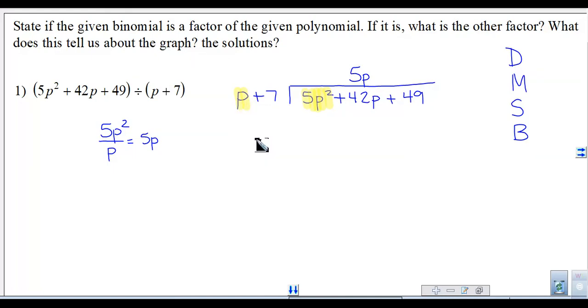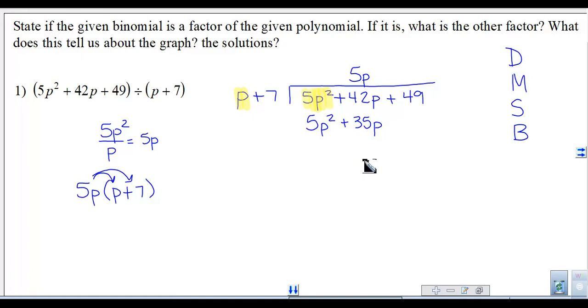After you've done the division step, you're going to take your answer, 5p, and you're going to multiply it times both terms of the divisor. If you need to write it over here to the side as a multiplication problem so that you can see that distribution, you can go ahead and do that. You'll get 2 answers. The answers will go here, 5p squared plus 35p.